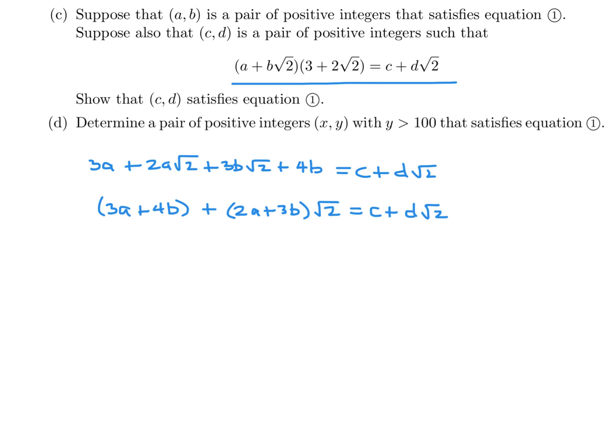Matching. What am I trying to match here? Well, this is this, I guess, right? So 3a plus 4b is my c. And then what's in front of the root 2, which is 2a plus 3b, is my d. Okay. All right. And where do I go from here?